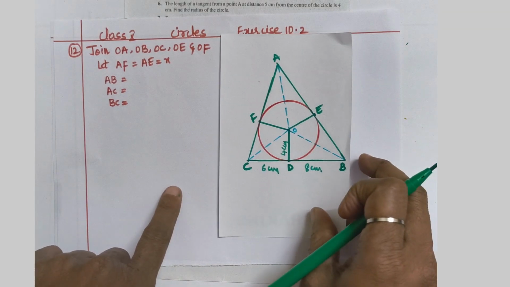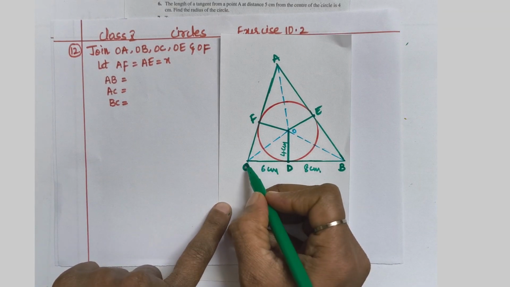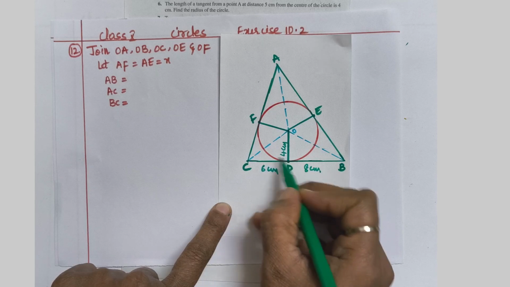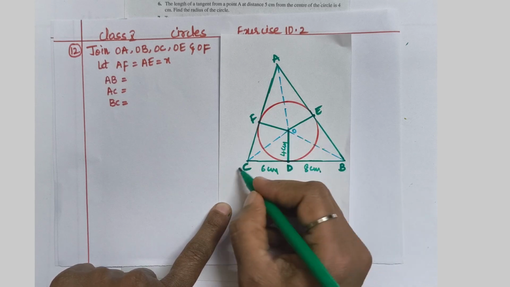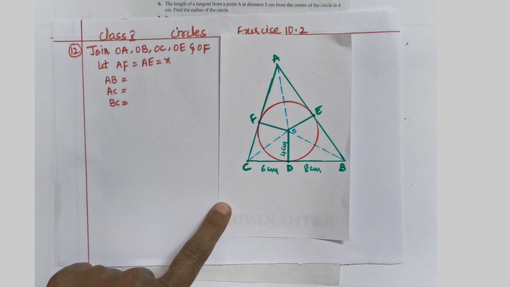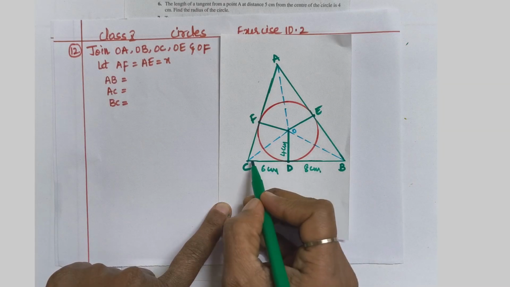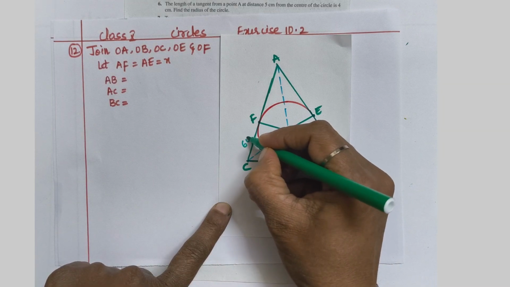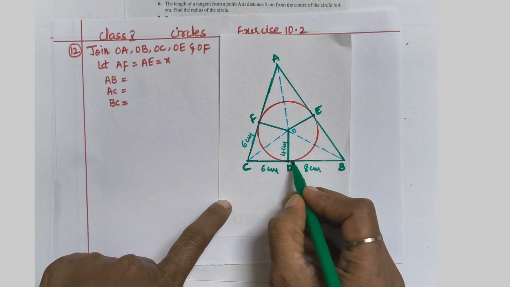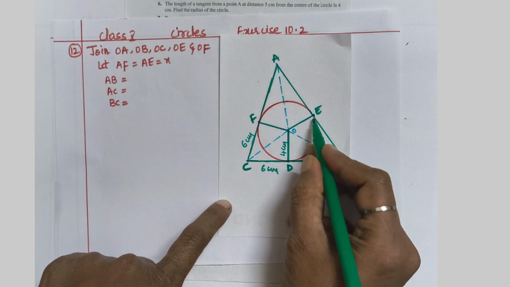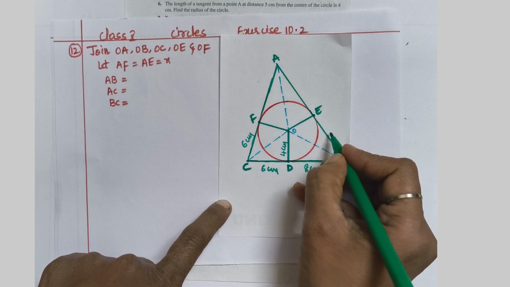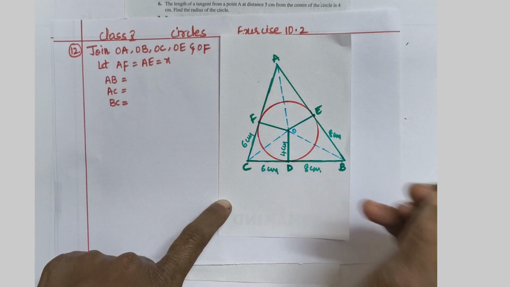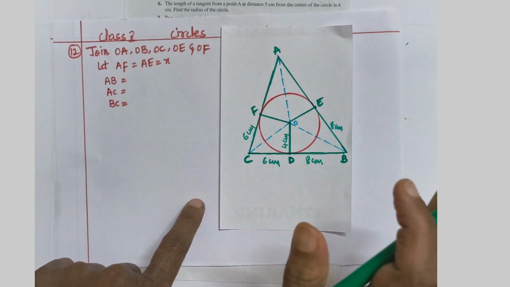Now listen carefully. First, what will we do? See, this is an external point, and from an external point, two tangents drawn are equal in length. This is theorem 2. So this is 6 centimeters, which means this is also 6 centimeters. Keep that in your mind. Next, BD: this is also an external point with two tangents. This is 8 centimeters, which means this is also 8 centimeters. Write this as the first point.